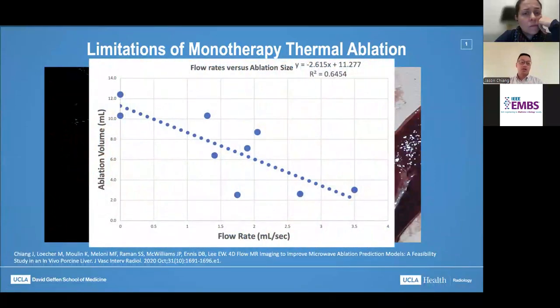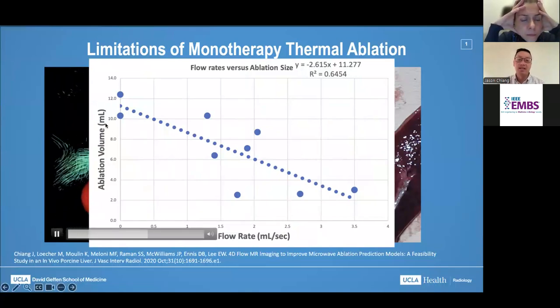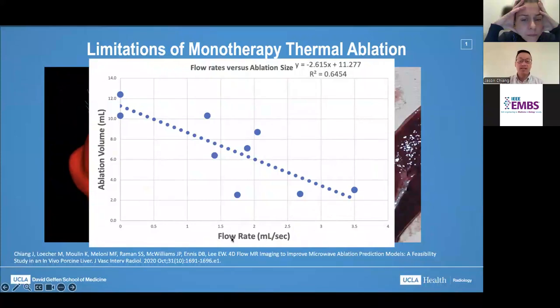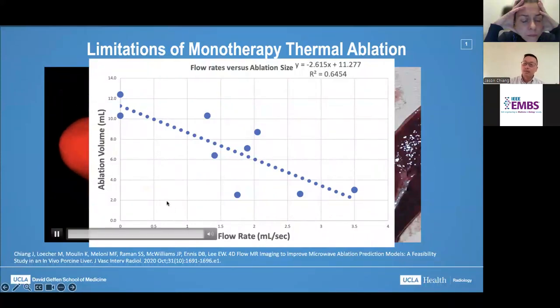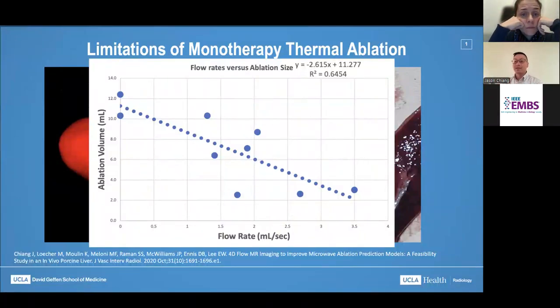We did this study showing what happens when you ablate through large blood vessels. And we can see here on the y-axis is the microwave ablation volume. On the x-axis is the flow rate. You can imagine as your blood vessel flow rate, which we identified with 4D flow, is faster and faster, it sucks heat away from the treatment zone, and you actually get smaller ablation zones. That can be very important when you're trying to adequately cover the entire tumor. So this shows it's important to recognize the velocity of the blood flow prior to doing your ablation, because it tells you how much more power you may have to provide to adequately treat the tumor.